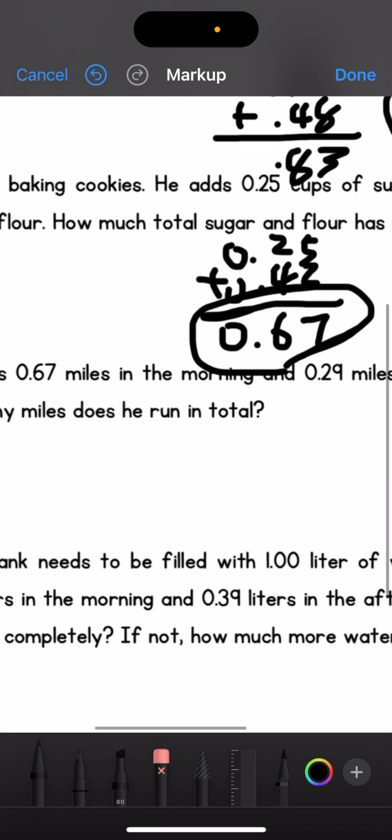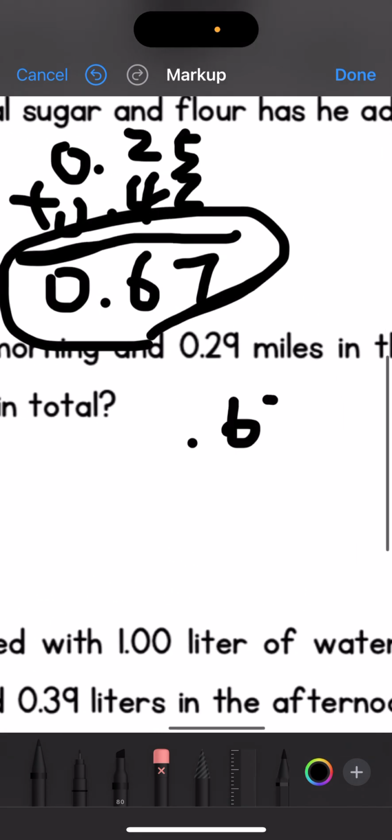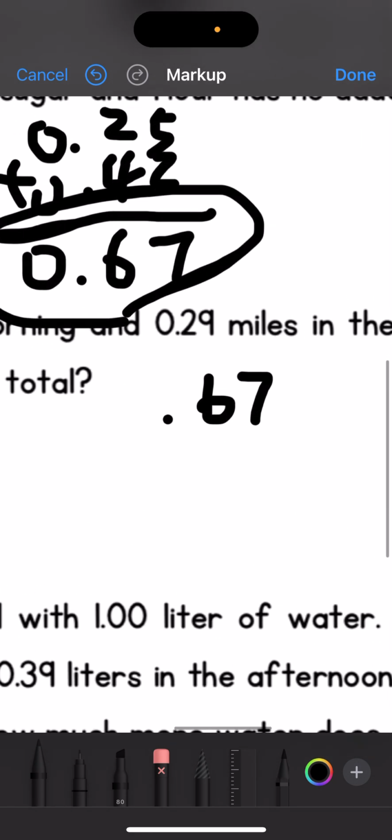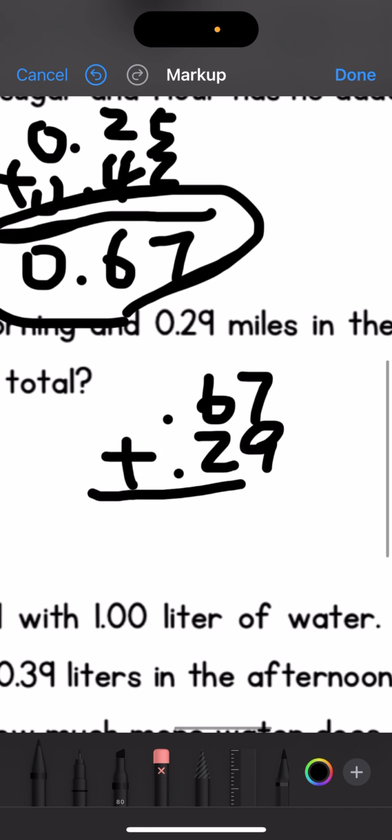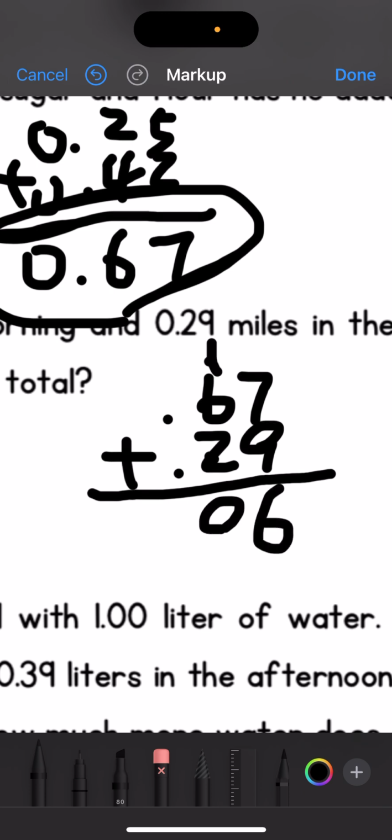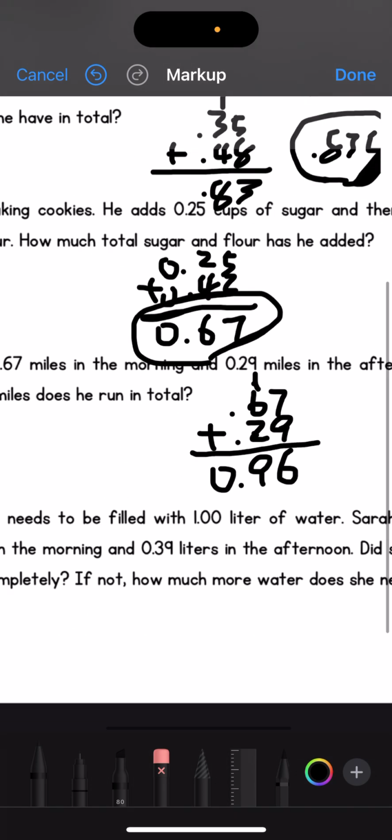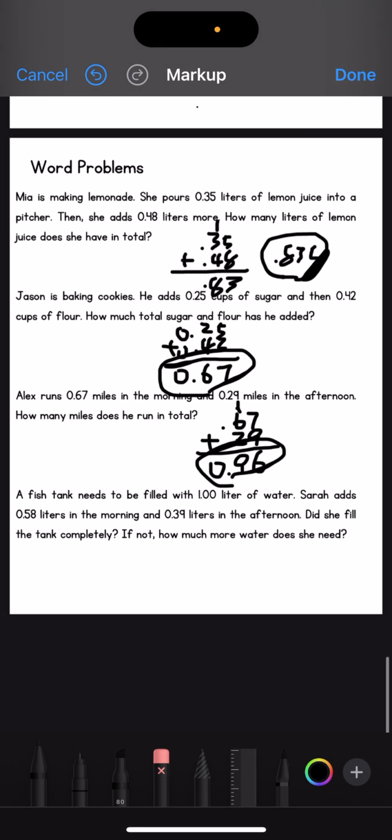Alex runs 0.67 miles in the morning and 0.29 miles in the afternoon. How many miles does he run in total? Okay, so 0.67 plus 0.29. It's important that you guys set up the decimal in the correct places so we don't add the wrong digits. We get 16, and we get 6, 7, 8, and 9. So we get 0.96.